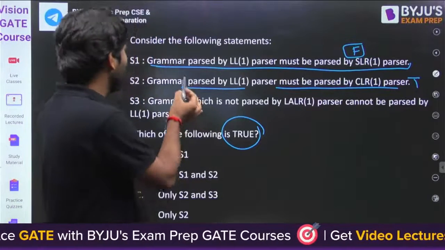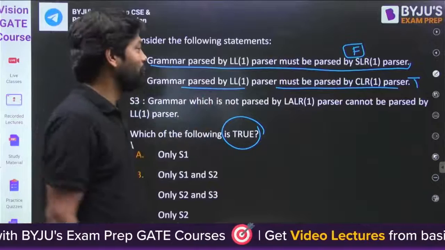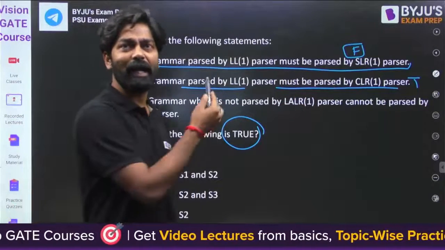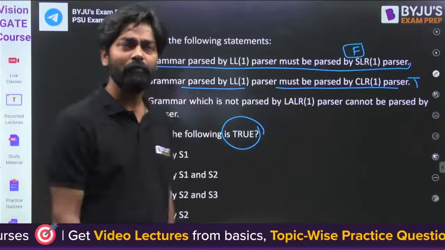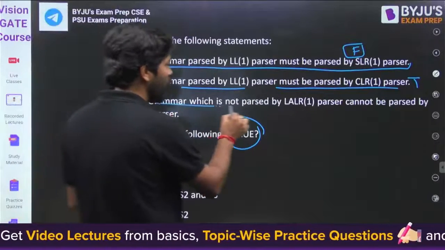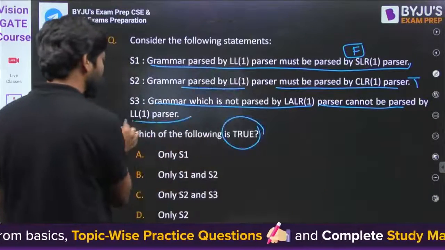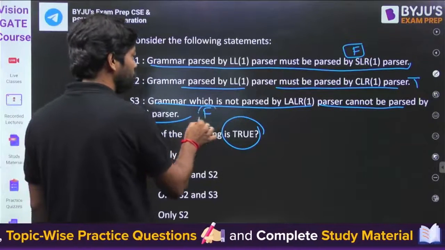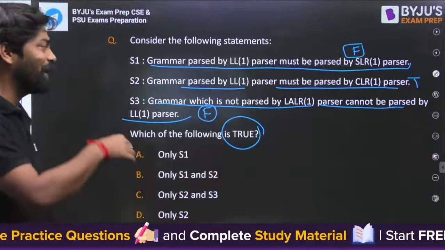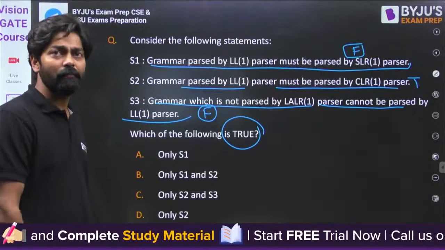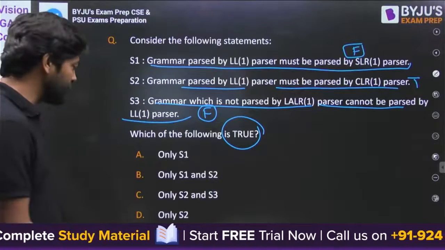See clearly here. Grammar parsed by LL1 parser must be parsed by CLR1 parser. Yes, this is true, my dear friend. Every LL1 grammar is CLR1 grammar. Fine. What about this one? Grammar which is not parsed by CLR1 parser cannot be parsed by LL1 parser. This is false, my dear friend. So the answer is nothing but D.